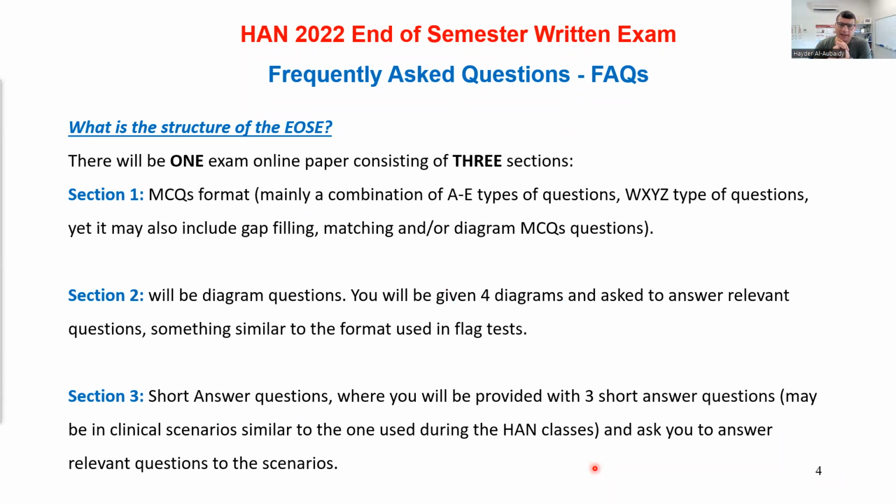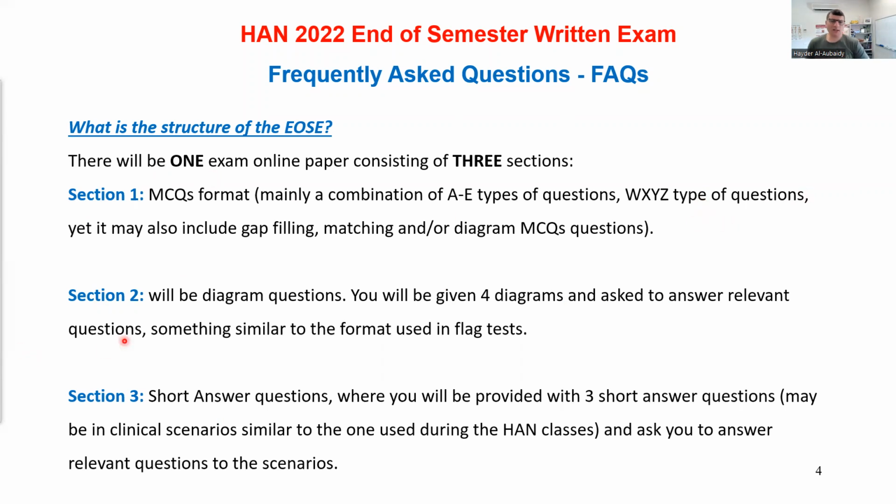What's the structure of the end of semester exam? There are 3 main sections. The first section is MCQ format, similar to what you have done in the flag test, and you would expect to find some questions from the flag test that you have done before. We may use different combinations of the MCQs, but most of them will be similar to the ones you've done through the flag test.